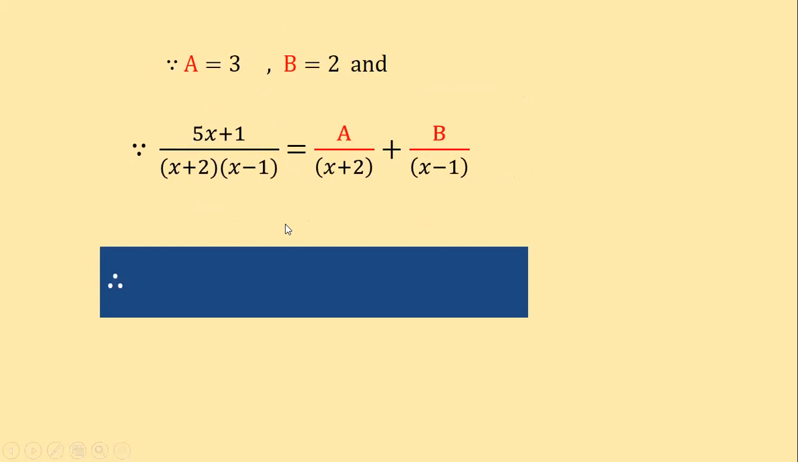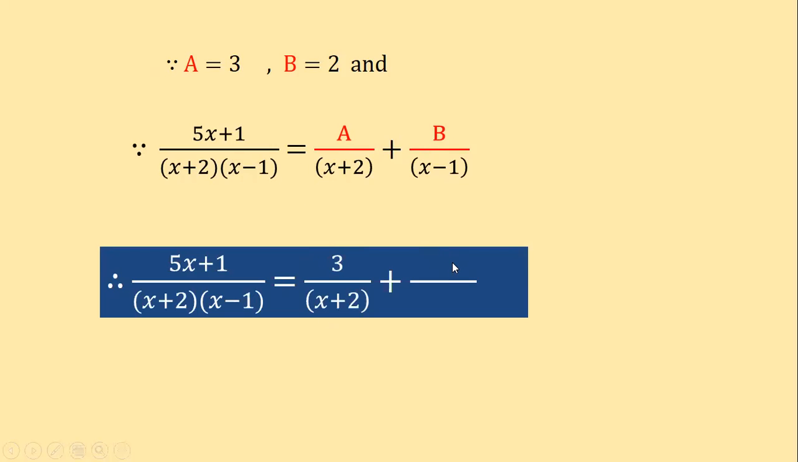So then what happens? 5x plus 1 by x plus 2 into x minus 1 is equal to, how much? In place of a, how much should you take? 3. 3 by x plus 2 plus 2 by x minus 1. So like this we have to split the given proper fraction into a sum of partial fractions. Is it clear, children? Whatever terms are here in the denominator, they should be non-repeated linear factors. For each non-repeated linear factor, we get one proper fraction.